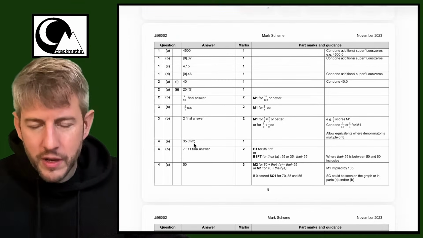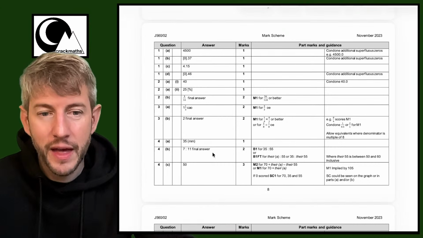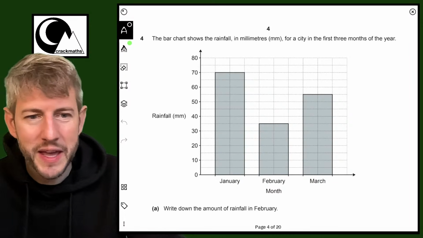So here we go, and for this last one, we've got 2 as the final answer there. Okay, right. Let's move on to the next page.